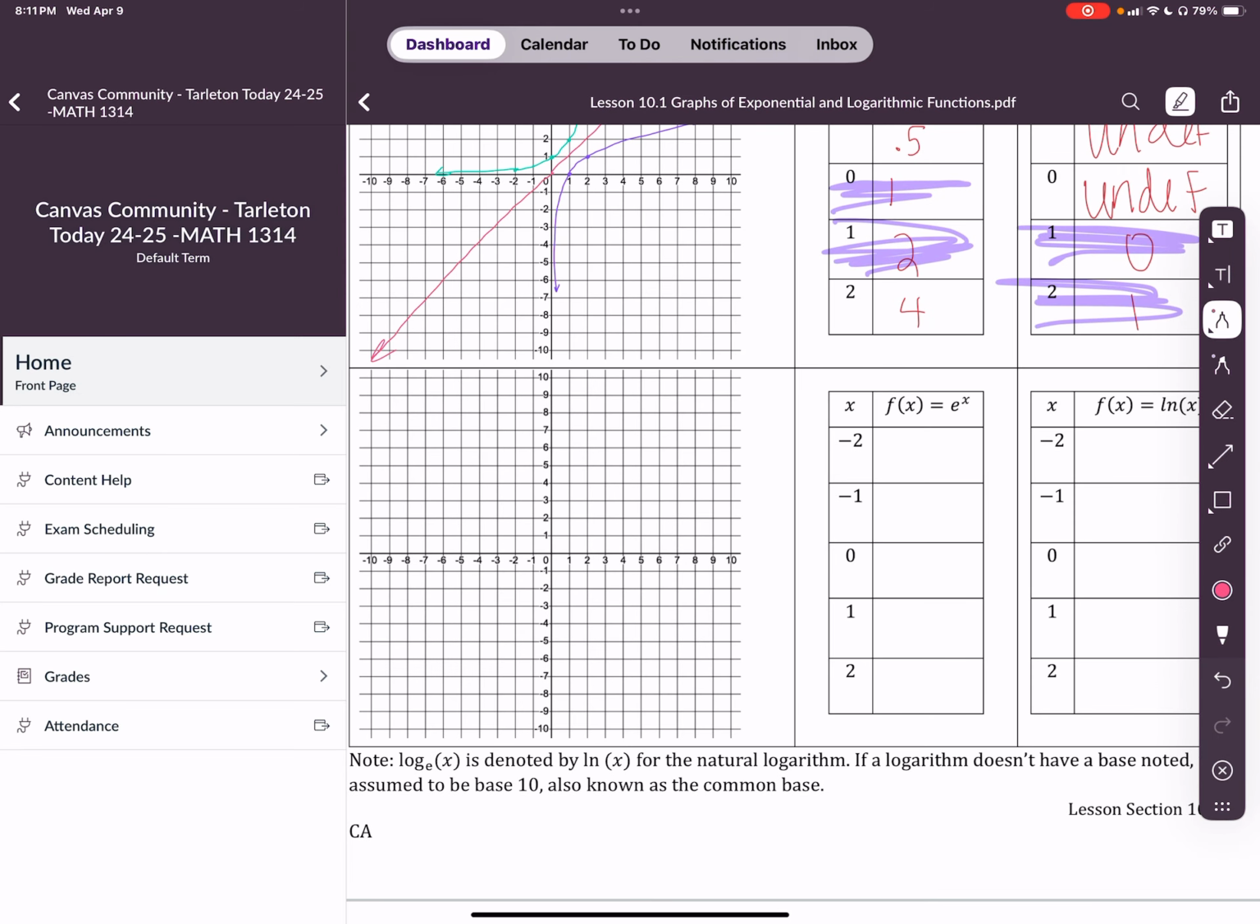All right, so now again, moving along to e to the x. So e to the x at -2 is going to be 0.135. -1 would be 0.368. 1 is 2.718, 2 is 7.389.